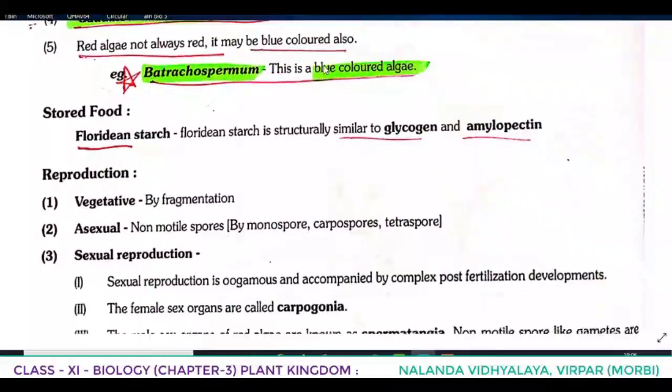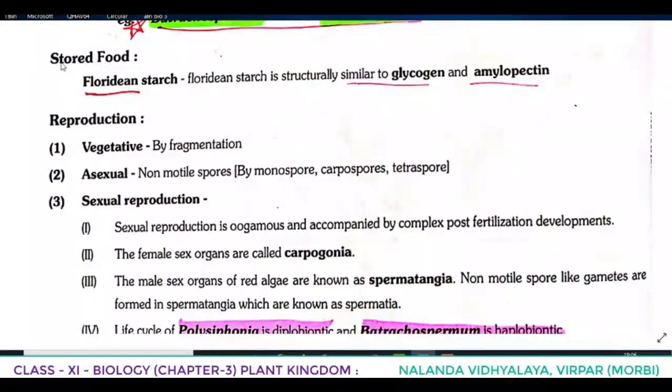And stored food: Floridian starch. Floridian starch is structurally similar to glycogen and amylopectin. Floridian starch is structurally similar to what? Yes, glycogen and amylopectin.